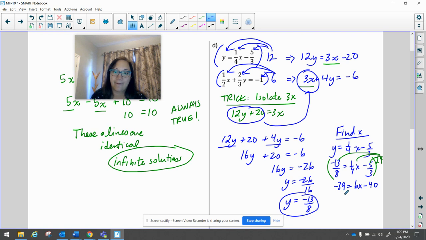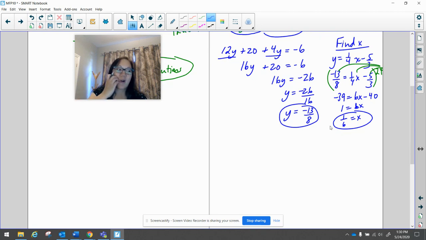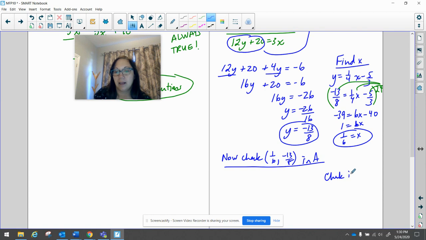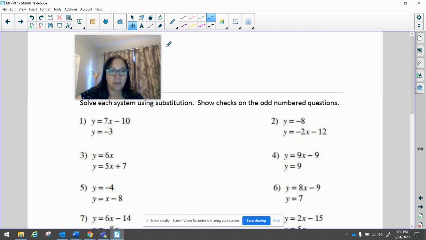So we're getting closer. I'm going to add 40 to each side. So I get 1 is equal to 6x. I'm going to divide each side by 6. So I get 1/6 is equal to x. Okay, so there is my ordered pair. Now I really should be checking that in both of the equations. Just in the interest of time, I'm not going to show that, but now you would check your point of 1/6 comma negative 13/8 in equation A, and you would also check it in equation B. The video is getting a little bit long, so I'm going to skip that part, but normally you'd be checking that in both equations as well.